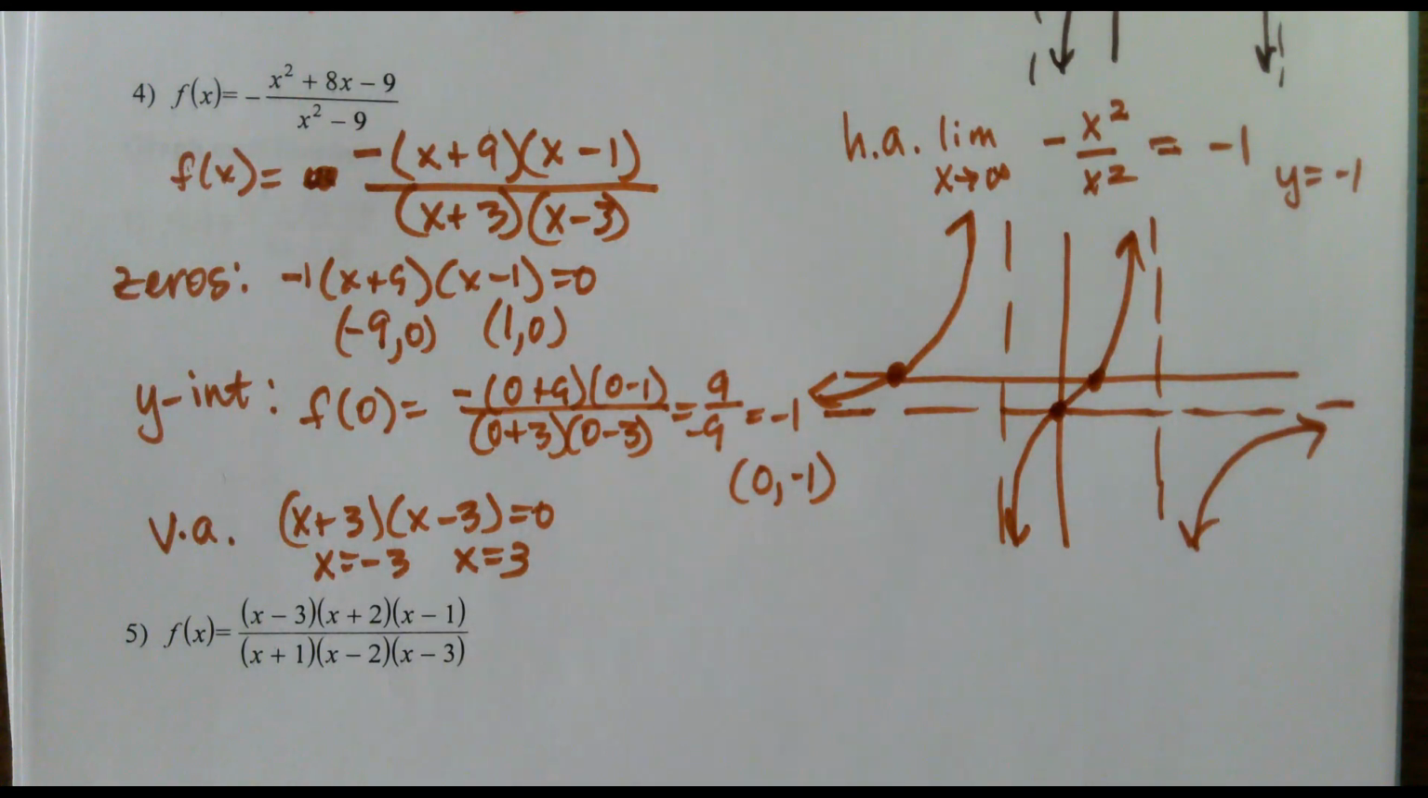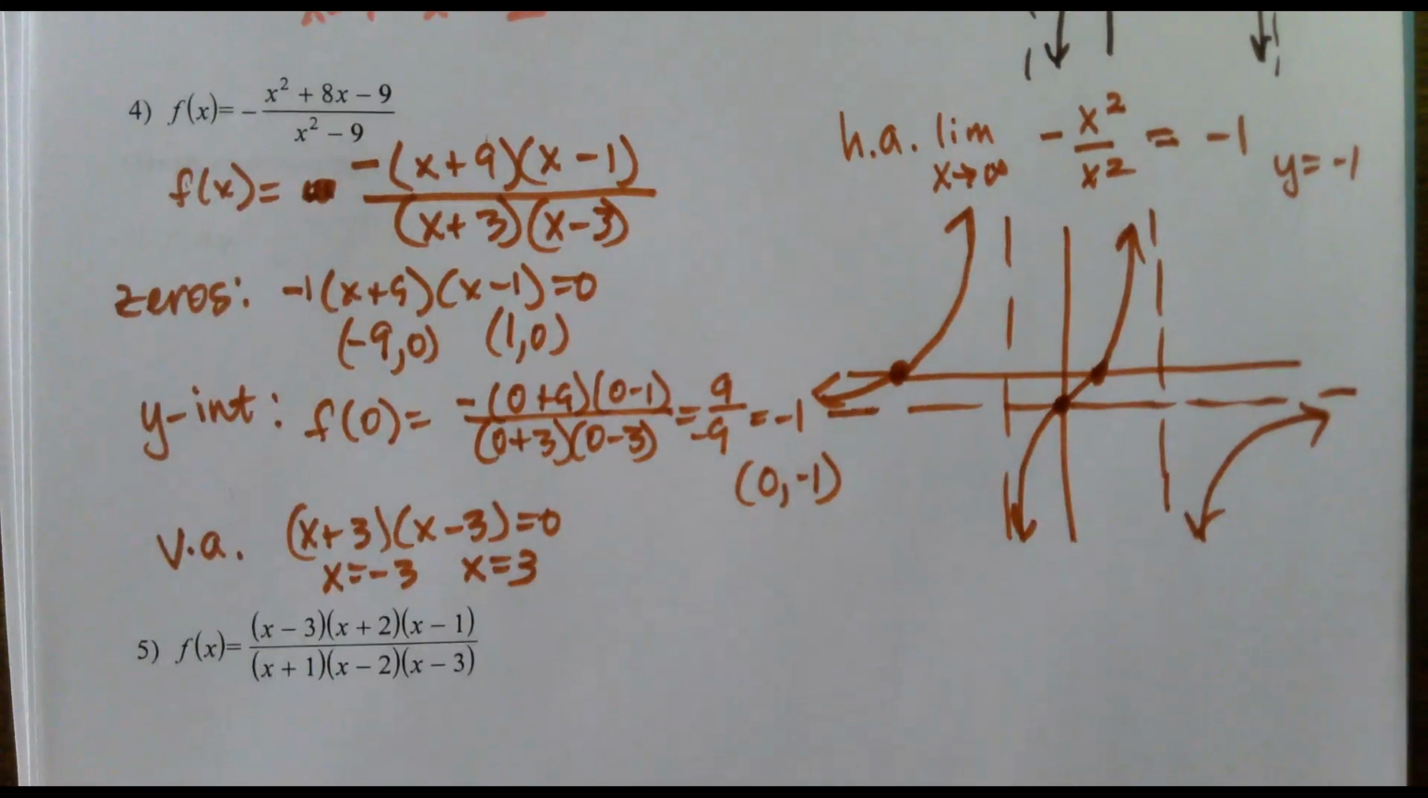Could it bounce? In order to have a bounce, we need to have 2 zeros at the same place. So yes, it could if this factored down to x plus 9 times x minus 1 times x minus 1. And I don't have that. I need zeros of multiplicity in order to do that. Okay? All right, our last one.